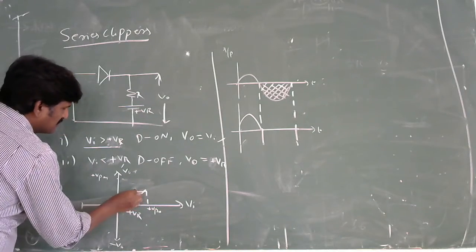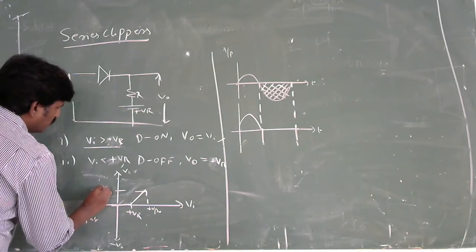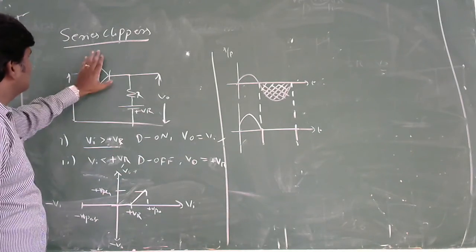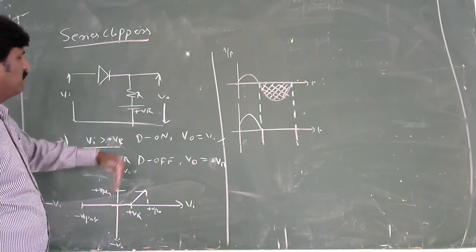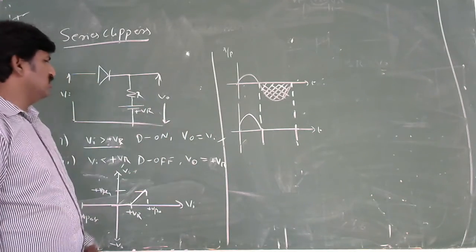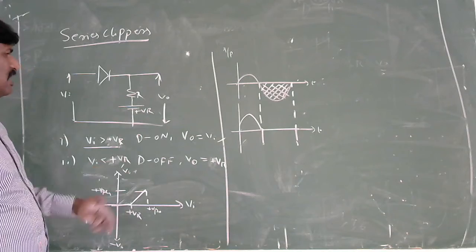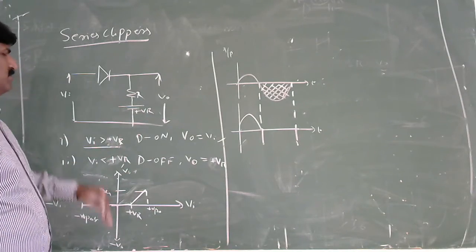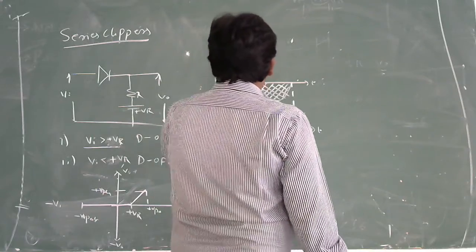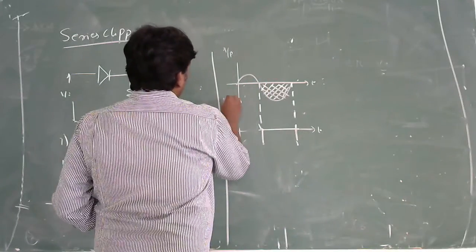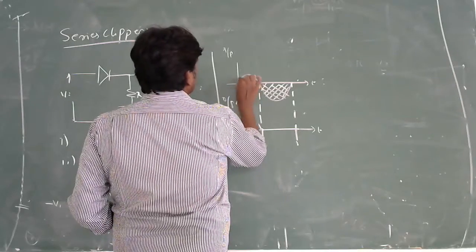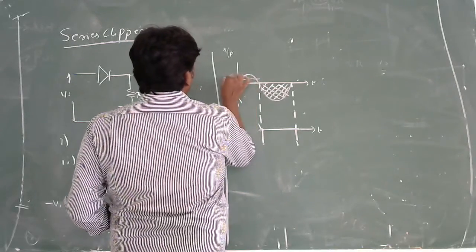So you should understand it is again a positive peak here. It means the diode is going to conduct in the positive half cycle, so that the output is equal to the input in the positive half cycle after the input crosses the plus VR. Now you have to understand the input and output relations. Positive VR is there. Just note it like this.